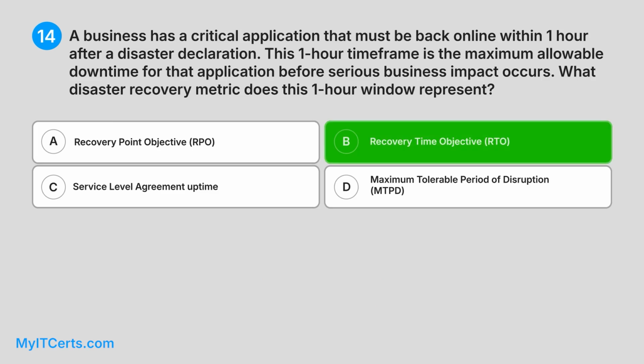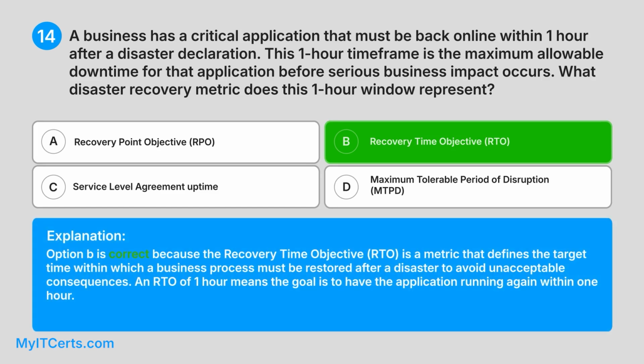Correct answer, B. Recovery Time Objective, RTO. Explanation. Option B is correct because the Recovery Time Objective, RTO, is a metric that defines the target time within which a business process must be restored after a disaster to avoid unacceptable consequences. An RTO of 1 hour means the goal is to have the application running again within 1 hour.